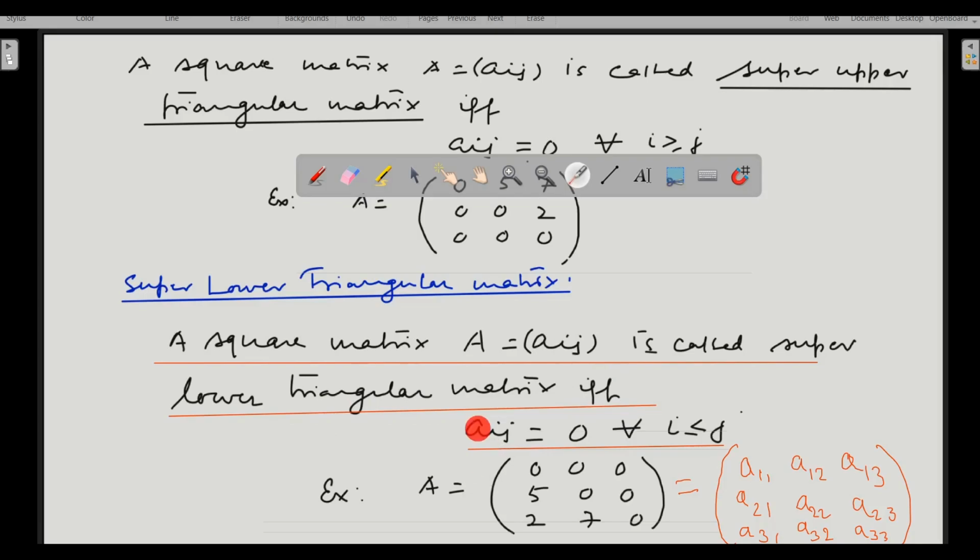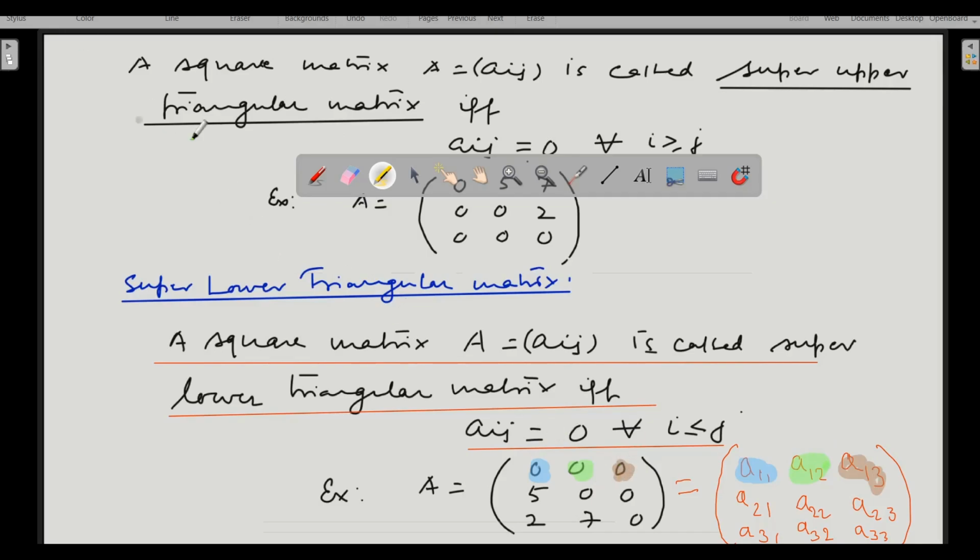IFF means if and only if Aij is equal to 0 for all, this symbol is for all, i smaller than equal to j. Now have a look. For these elements, these are the corresponding characters. So A11, let me mark it with color. This A11 corresponds to this, then this A12 corresponds to this, then this A13 corresponds to this.